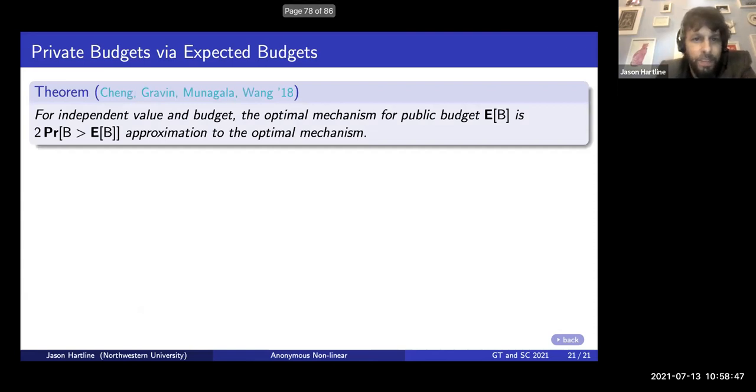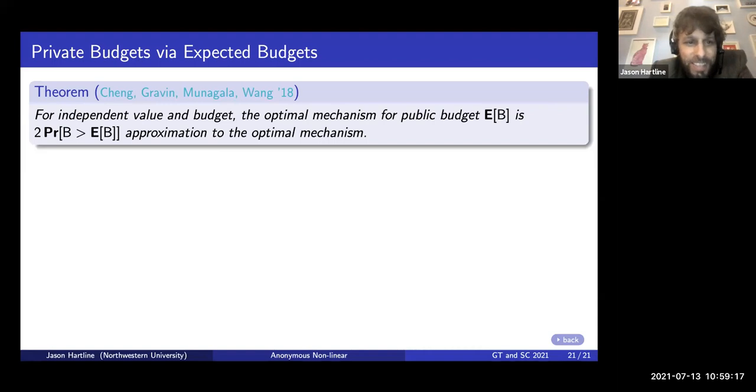Okay, so the last result shows that if I'm trying to analyze agents with private budgets, that's going to be complicated. But I can get a bound on the best I can do by analyzing agents with public budgets equal to their expectation. This is a really, really nice result from a few years back. If the agents have independent value and budget, then the optimal mechanism for agents with a public budget equal to its expectation is a 2 times the probability that the budget exceeds its expectation approximation to the optimal mechanism.